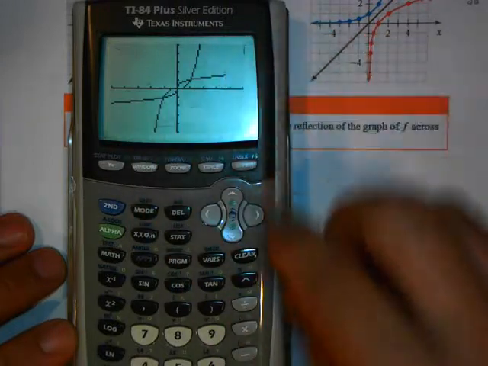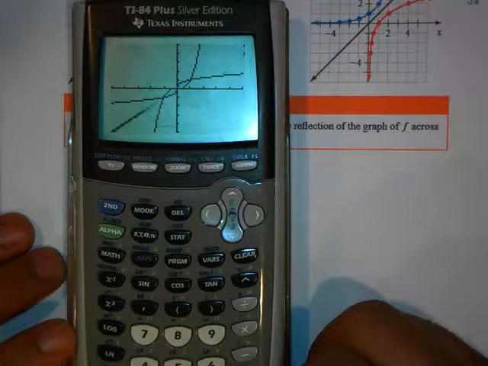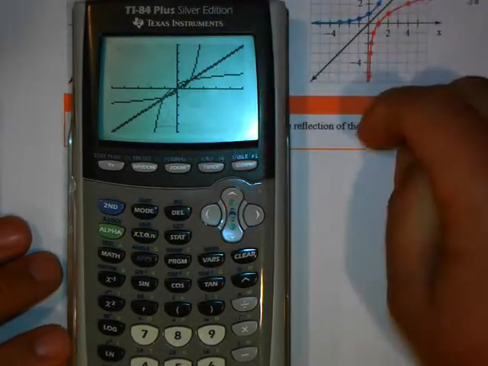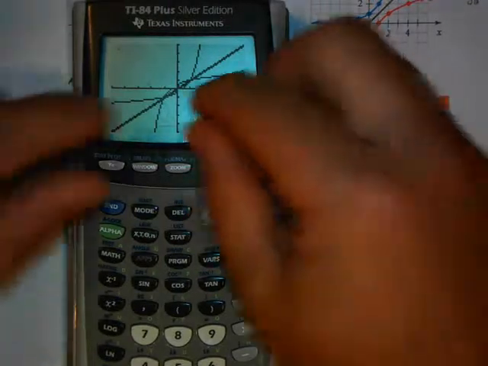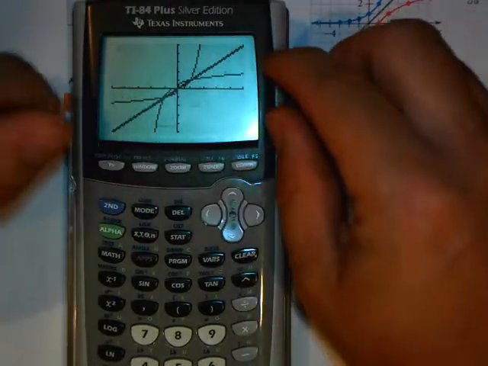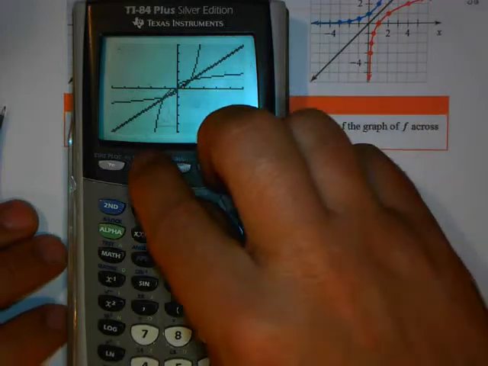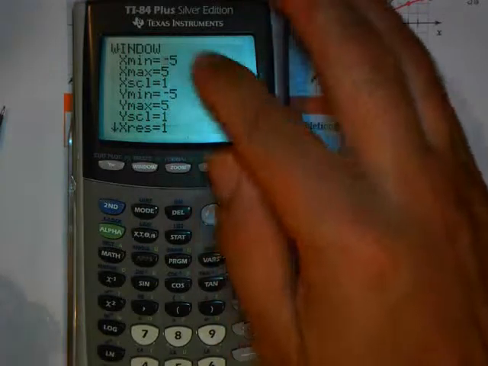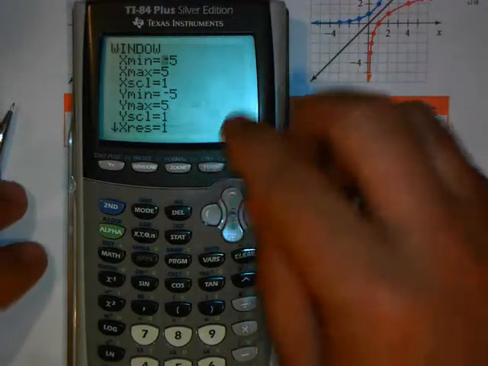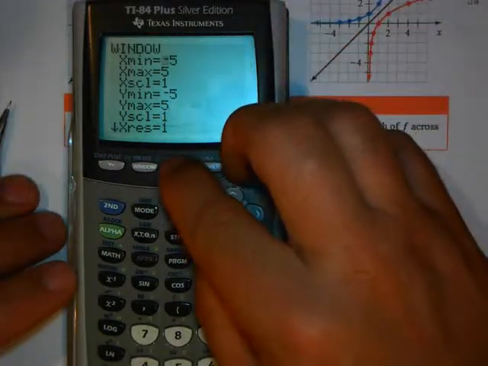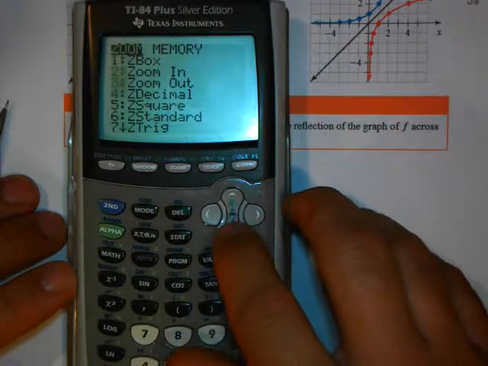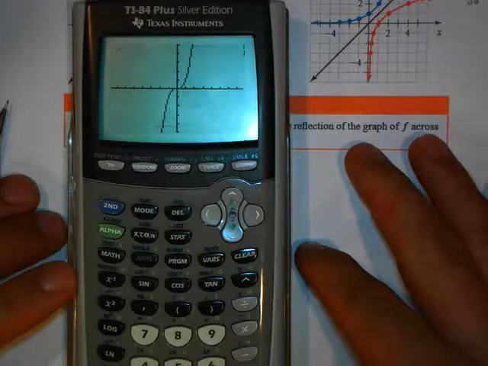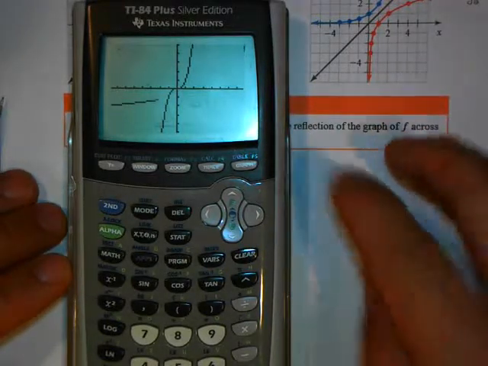Now if it looks like it's skewed just a little bit and it's not perfect, well that's because your window is stretched in one direction versus the other. Even though in the window it goes negative 5 to 5, the pixels are really in a 3 to 2 ratio. So if you want to see a square window, you have to go zoom and then go down to 5 for that square window. And then it'll square it up and it'll look more symmetrical to that line y equals x. But that's really what this one's saying.